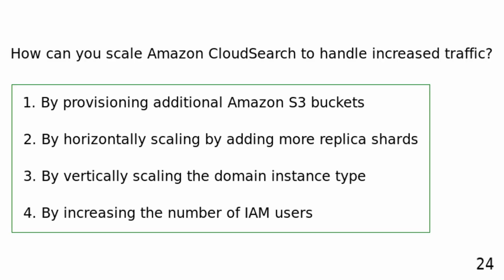How can you scale Amazon CloudSearch to handle increased traffic? By provisioning additional Amazon S3 buckets. By horizontally scaling by adding more replica shards. By vertically scaling the domain instance type. By increasing the number of IAM users.